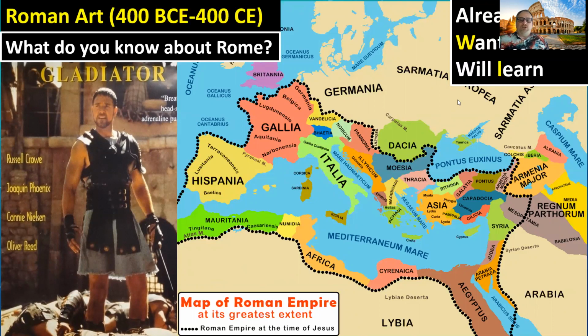On this map, I want to show you the Roman Empire at its greatest extent. You can see it basically wraps all around the Mediterranean Sea. All this area that is colored is basically the Roman Empire. And the Mediterranean Sea, you can see here, they basically called our sea.